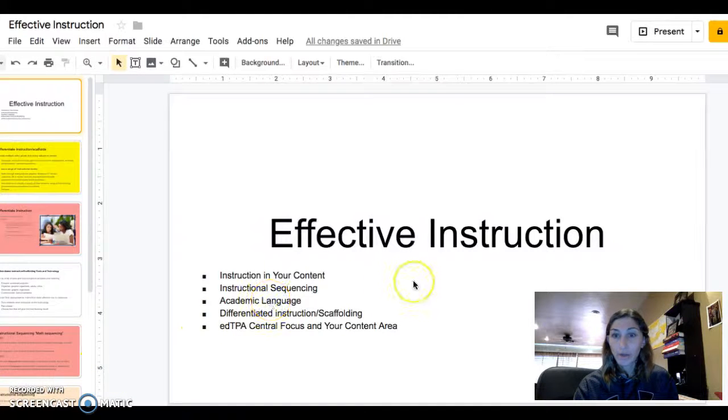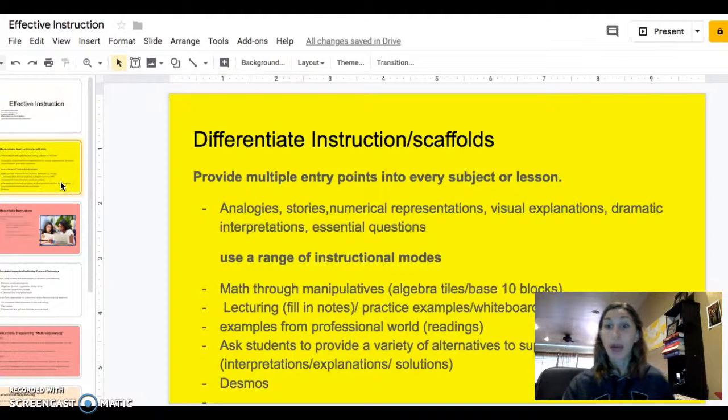All right, we're going to go over effective instruction in my content area, instructional sequencing, academic language, differentiated instruction and scaffolding, and the EdTPA central focus. So I've set up this PowerPoint so I'm discussing math instruction in every single slide. So I'm incorporating math into everything.